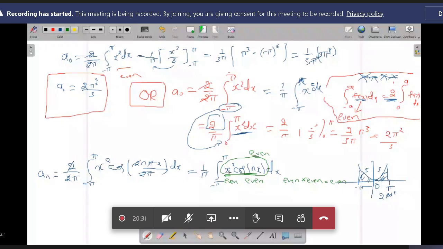Since the integrand is even, again I can use the same property that I explained, for the interval minus a to a of f of x dx.